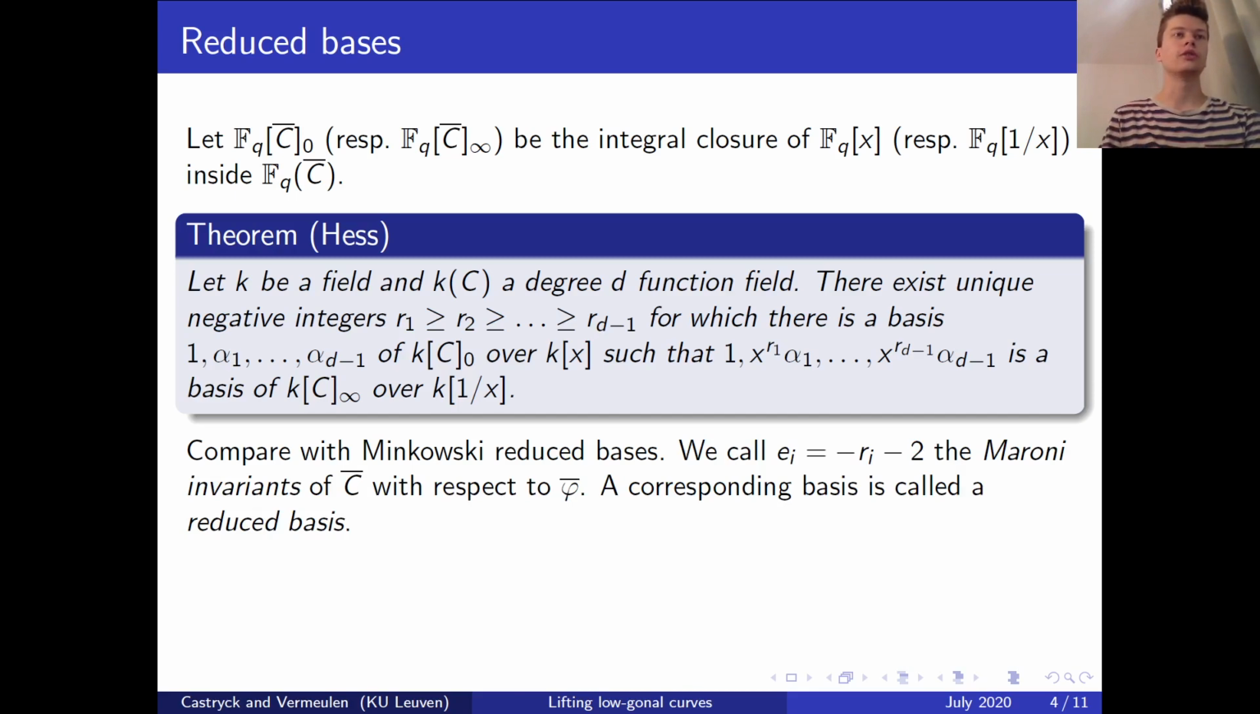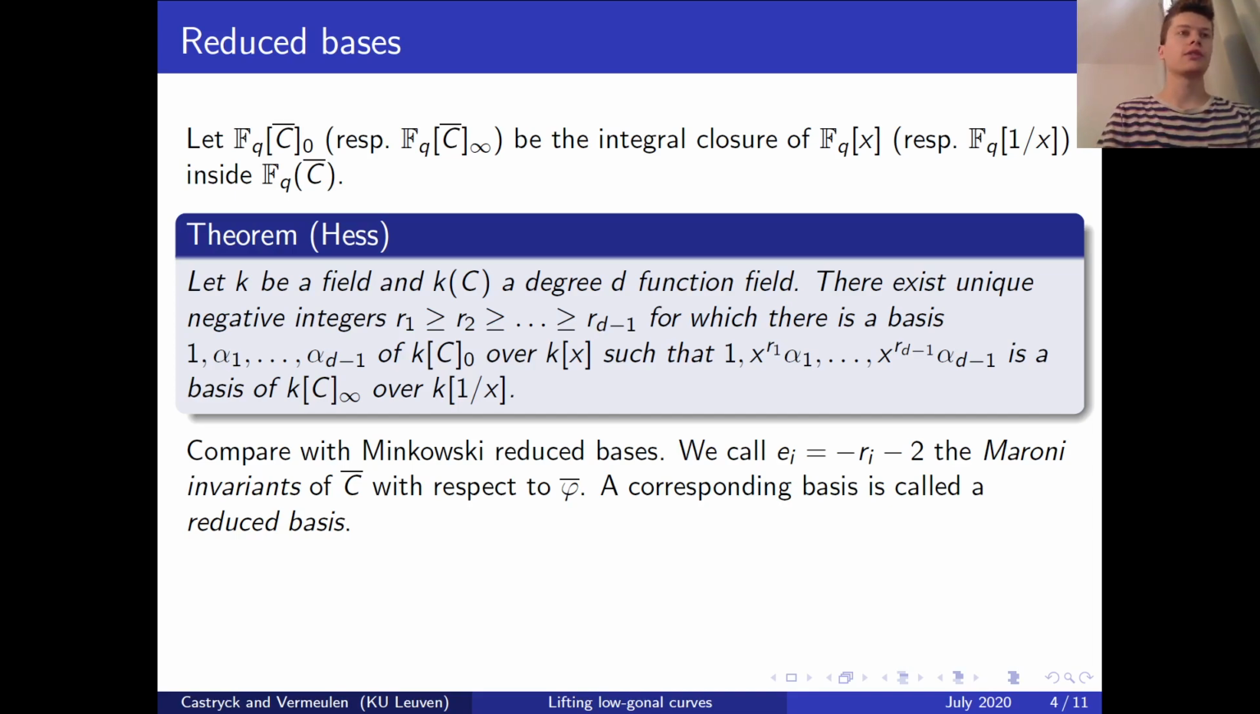So we will not consider the integers Ri, but we will consider a shift. We will put Ei equal to minus Ri minus 2 and call these the Maroni invariants of the curve C bar with respect to this map phi bar. And the corresponding basis will be called a reduced basis.